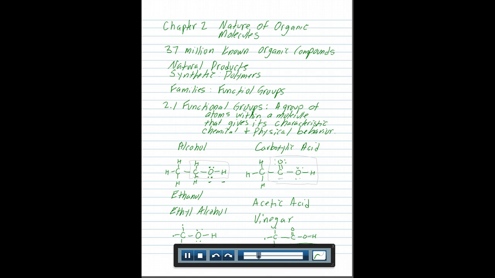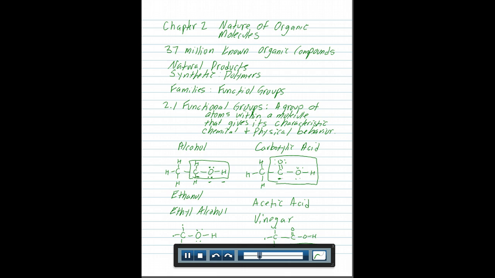So notice that the difference between the two is not that much. They both have this OH group, but the carboxylic acid has a C with a double bond oxygen attached to it, where the equivalent carbon over here is just a carbon that has two hydrogens. Now notice these are the functional groups. You have the carboxylic acid functional group right here, and then you have the alcohol functional group. Not that much of a difference.